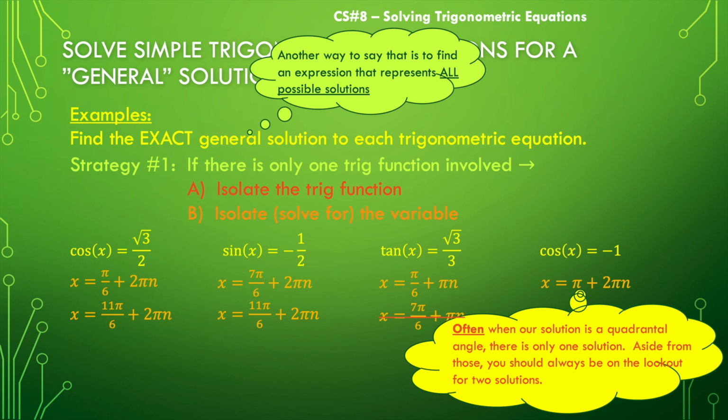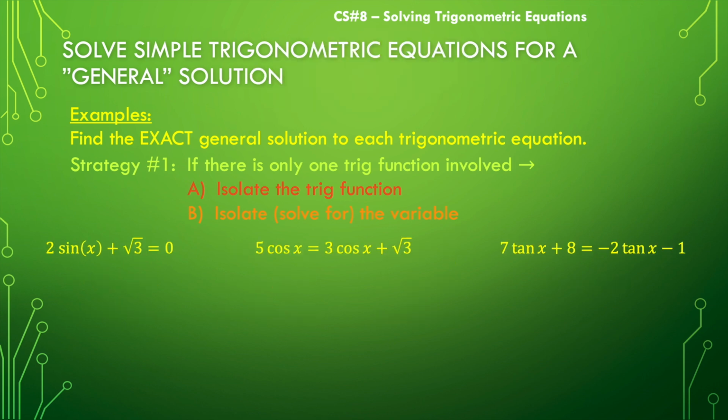So let's look at some examples where we have to actually isolate the trig function first. Okay, here we go. And in these we're going to use the same strategy, but we will have to isolate the trig function before we go any further. And what do I mean by that? Well, if I'm looking at this equation, what is the trig function? The trig function is sine of x. So I want to isolate sine of x before I solve for the variable.